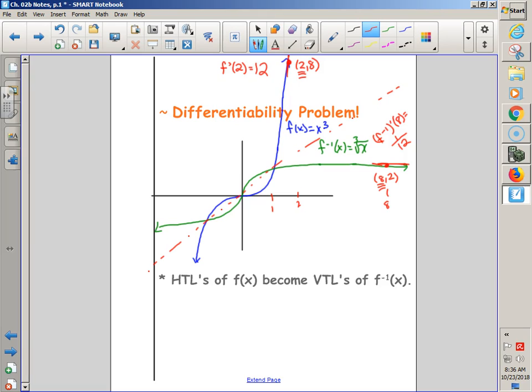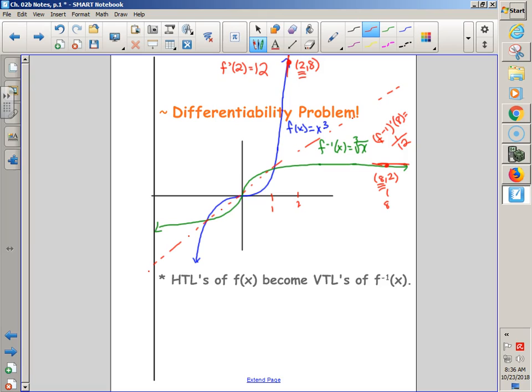You guys seeing how corresponding points are not the same point, because this one is going to be flipped across the y equals x line over there. Their slopes aren't going to be the exact same, but they're related, and they'll always be related the same way. Whatever one is, the other will be its reciprocal, 1 over it. So in this little note that I put into your things that we never actually talked about, the HTLs of f of x become the VTLs of f inverse of x.